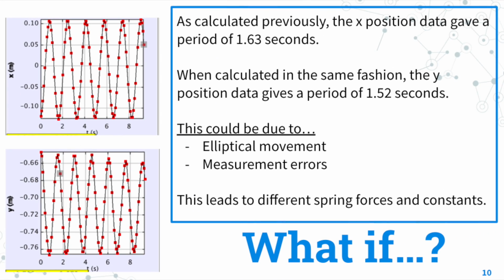So what if we use the y position instead of the x position data to calculate period? When I completed the calculation to tell the difference between the two periods, I got a difference of about 0.11 seconds. The two main factors that could cause this are the elliptical movement of the spring and measurement errors in Tracker, such as not using the center of the mass the whole time. Essentially, this 0.11 second difference would lead to a different spring constant and spring force, which would then alter the experiment.